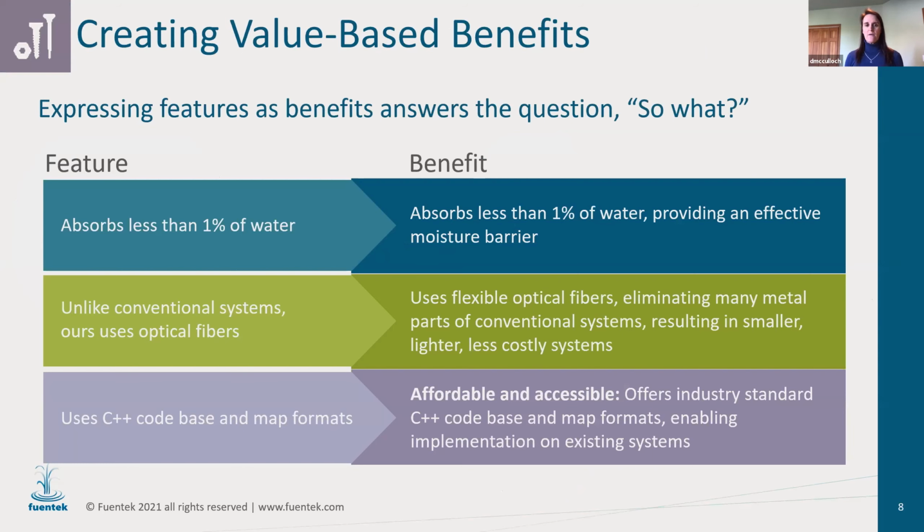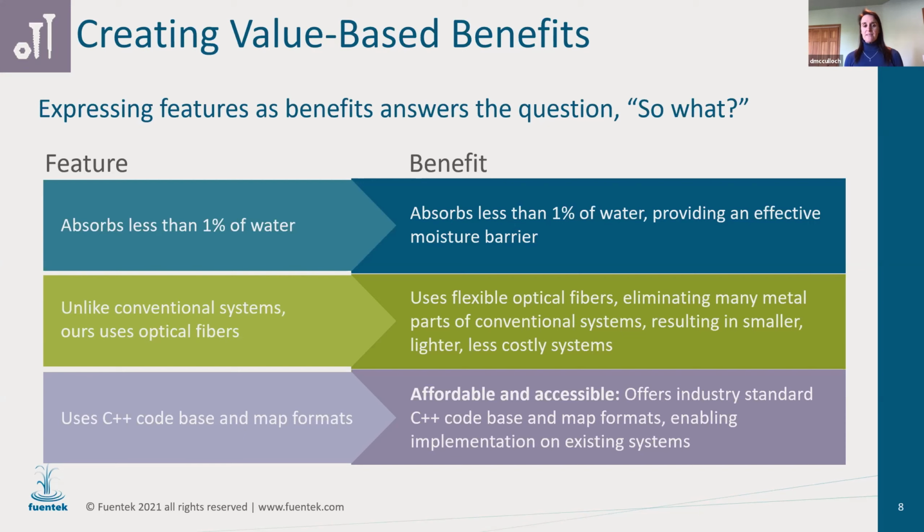First, we'll talk about the benefits versus features. And this is a pitfall that we see people fall in all the time. So the real difference is the so what. So for example, you've got a feature that is, this material absorbs less than 1% of water. Well, who cares? Well, you turn that into a benefit by saying it provides an effective moisture barrier.